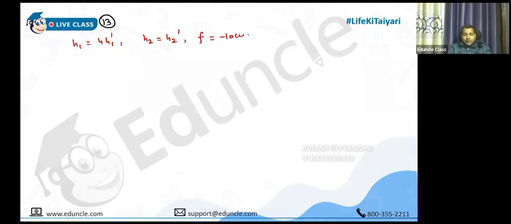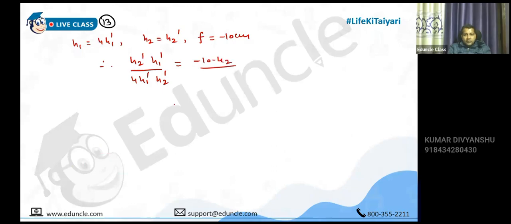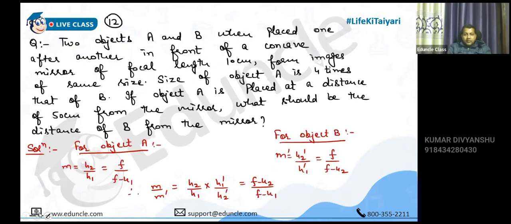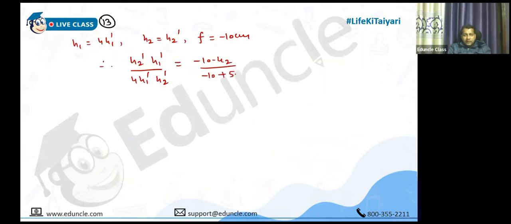H1 by H2 dash, 4 H1 dash by H2 dash equals f minus u2 by f minus u1, which is minus 10 minus u2 by minus 10 minus 50 centimeter. So plus 50 will become minus minus, or you can write it like this, and H1 dash and H2 dash will get cancelled.